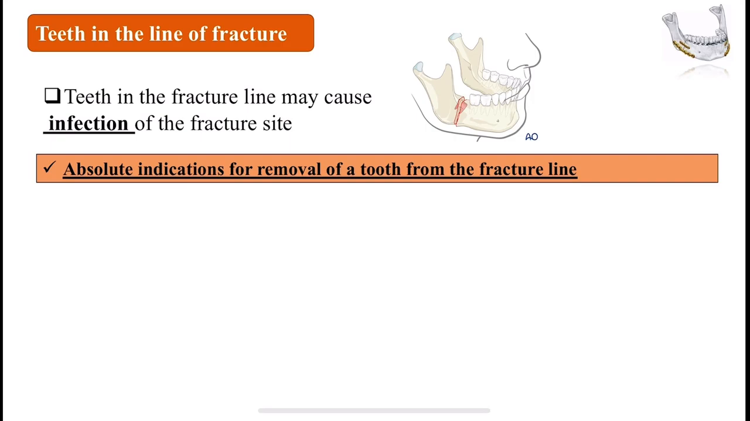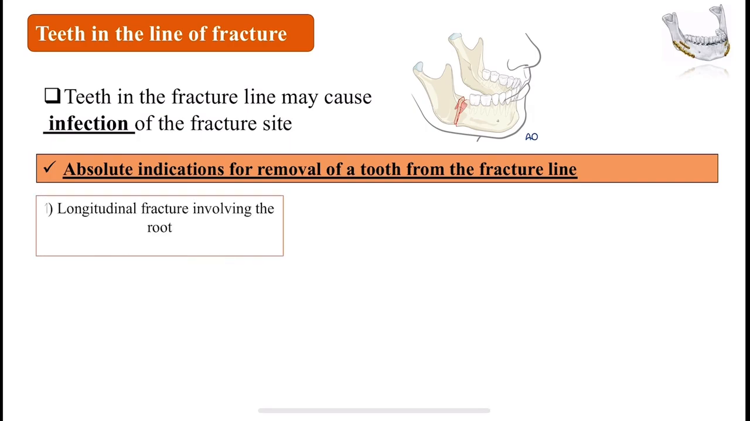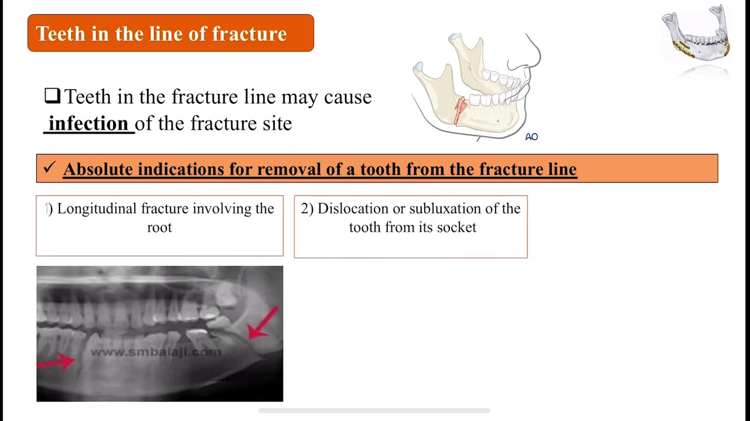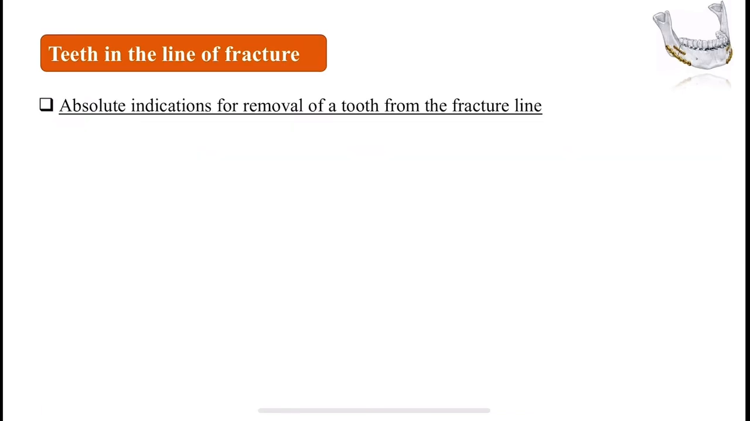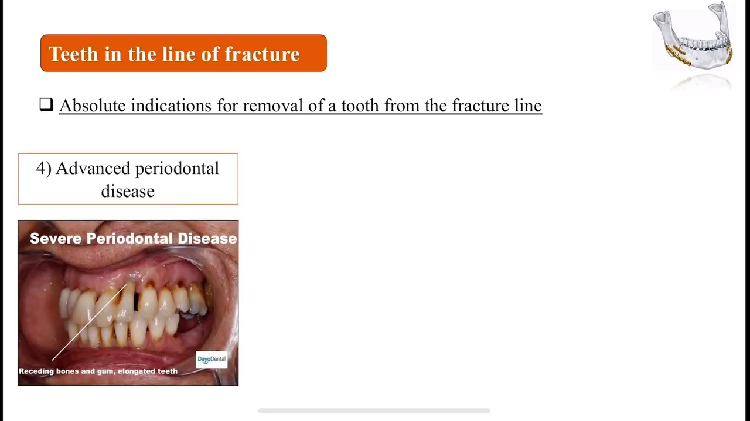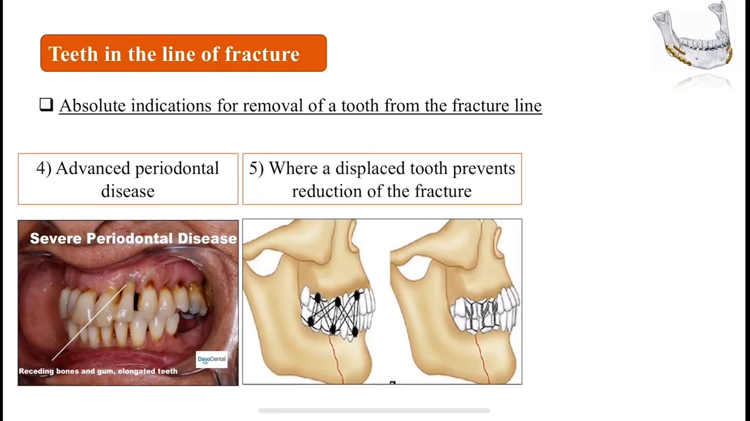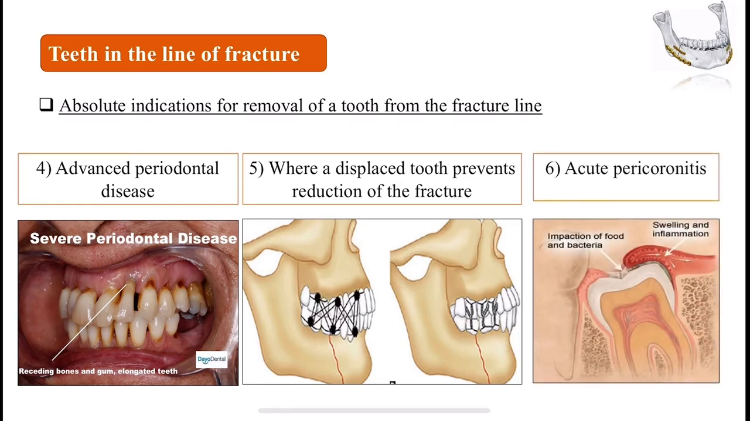So we have absolute indications for removal of a tooth, which are longitudinal fracture involving the root, dislocation or subluxation of a tooth from its socket, presence of periapical infection, advanced periodontal disease, where the displaced tooth prevents a reduction of the fracture, and acute pericoronitis, which is associated with unerupted or partially erupted third molar.